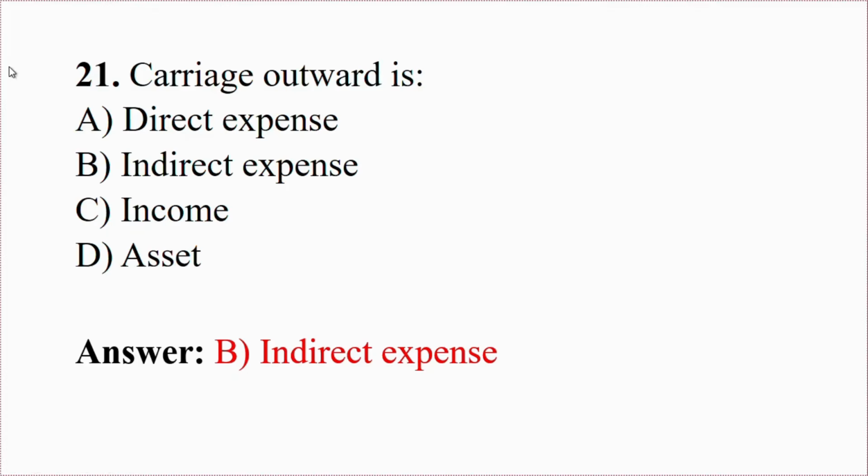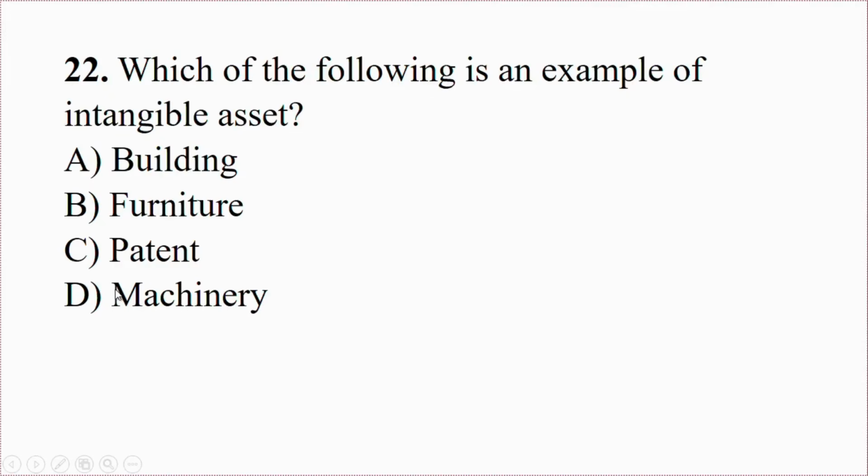Which of the following is an example of intangible asset? A. Building, B. Furniture, C. Patent, D. Machinery. The correct answer is C, that is patent.